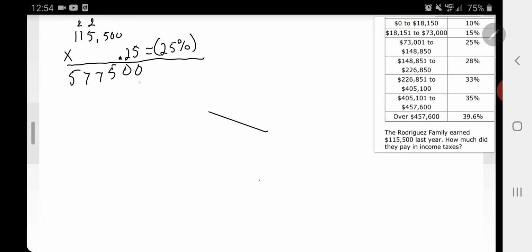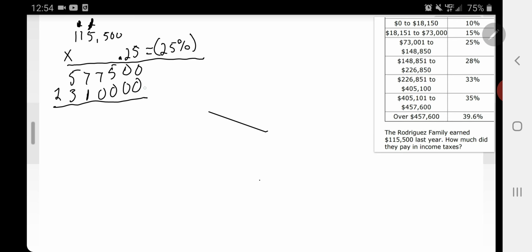Okay, moving on to the next number. So placeholder of 0. 2 times 0 is 0. 2 times 0 is 0. 2 times 5 is 10. Carry the 1. 2 times 5 is 10, plus 1 is 11. Carry the 1. 2 times 1 is 2, plus 1 is 3. And 2 times 1 is 2.